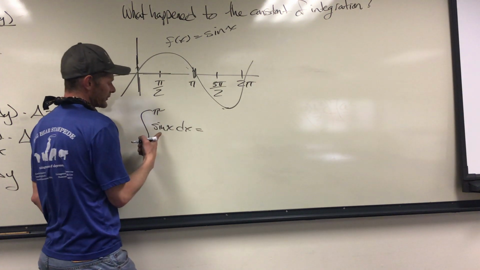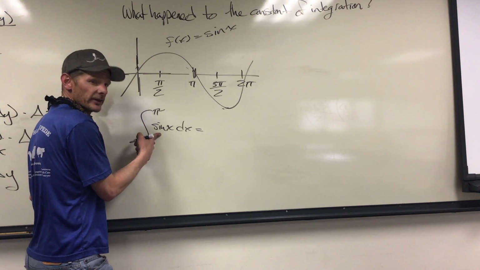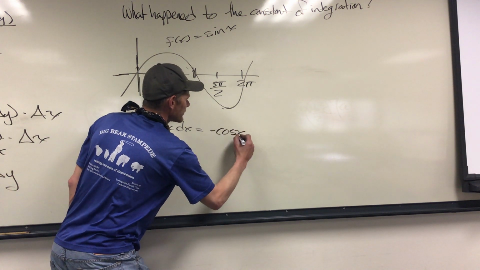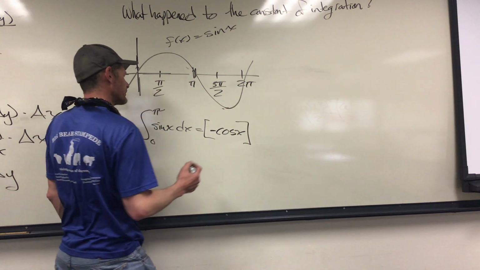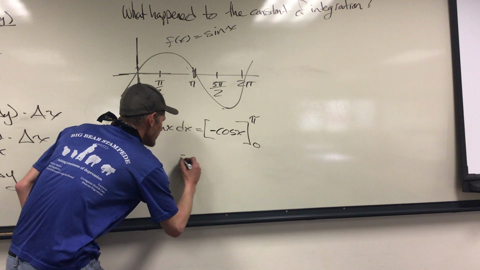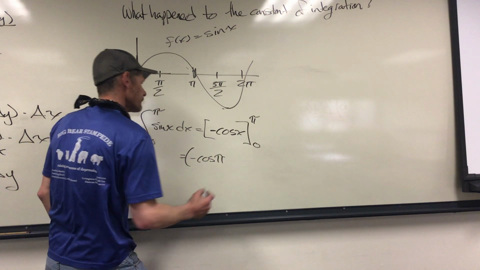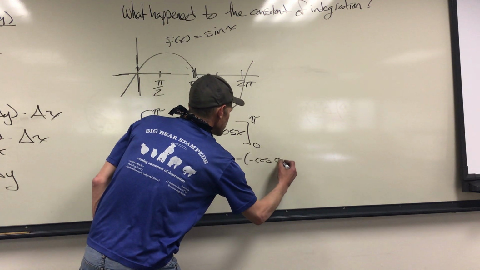And so first off, find an antiderivative of the sine of x. What is a function whose derivative is the sine of x? And hopefully say, oh, the opposite of the cosine of x. The derivative of cosine is opposite sine, so the derivative of the opposite of the cosine is sine. And we can do that from pi to 0. So we have the opposite of the cosine of pi minus the opposite of the cosine of 0.